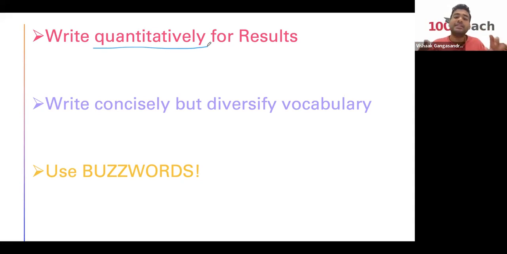Second point: write concisely but diversify vocabulary. What does this actually mean? At the core of it, this isn't an English assignment. You don't have to write in flowery language, and you don't have to write multiple sentences to convey one specific point. Whatever your findings suggest or whatever you believe, write that as concisely as possible. I think teachers really like that.